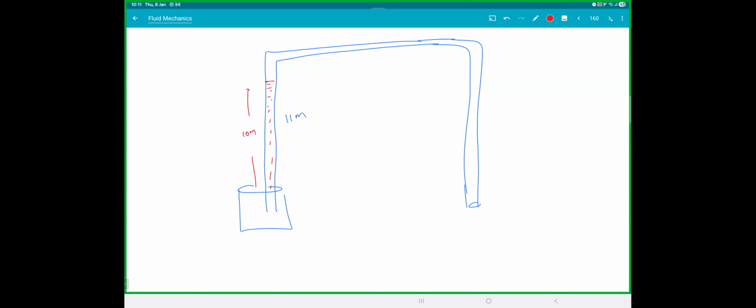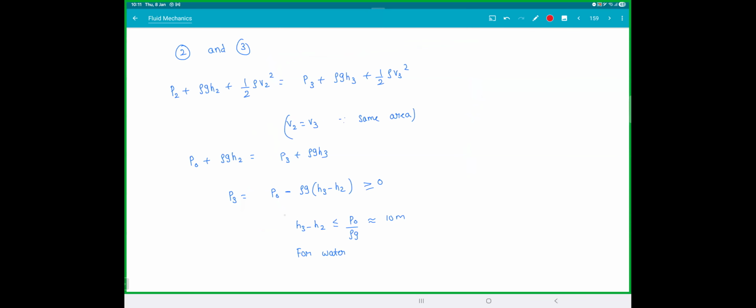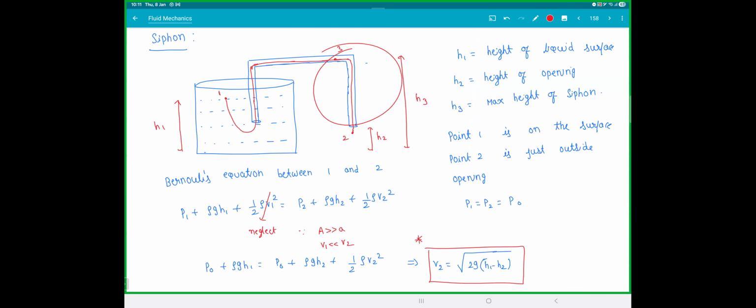Are you clear with this? But in reality, you don't actually need 10 meters. It won't work even if the height exceeds around 5-6 meters. So that is one condition you have to take care of. The difference between the highest point and the opening cannot exceed 10 meters, and h1 must always be greater than h2 for the liquid to flow. Under these two conditions, the siphon will work. Clear with this?